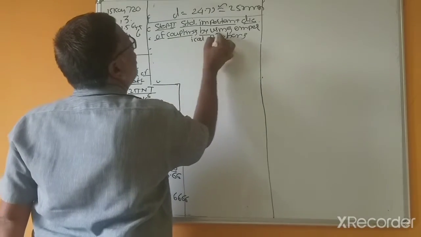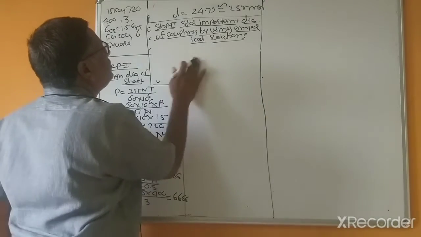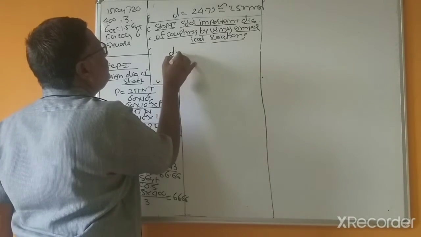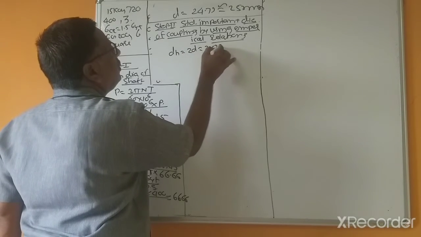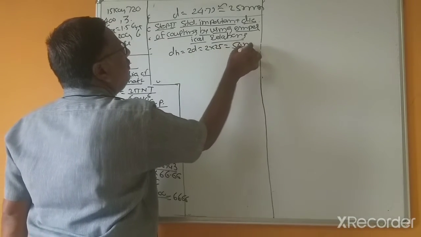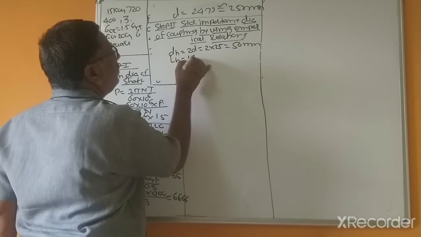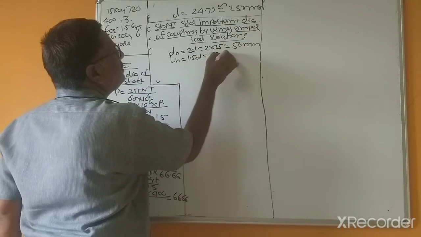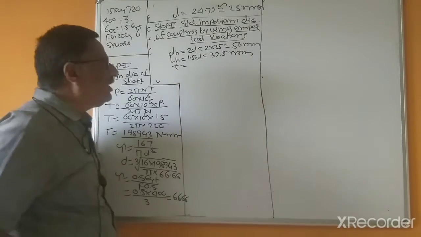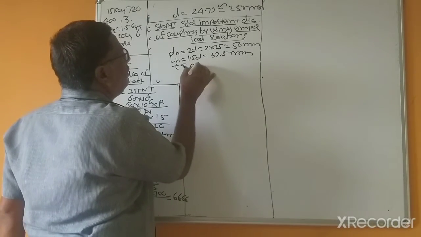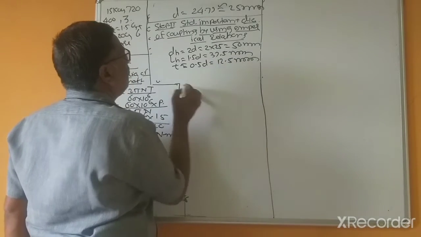This is the standard important dimensions by using empirical relations. So what are the important relations? The hub diameter dh equal to 2d, 2 into 25 equal to 50 mm. Length of the hub is 1.5d, that's why this is 37.5 mm. Thickness above the flange, t equal to 0.5d, and this is equal to 12.5 mm.